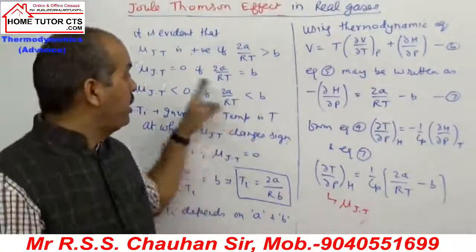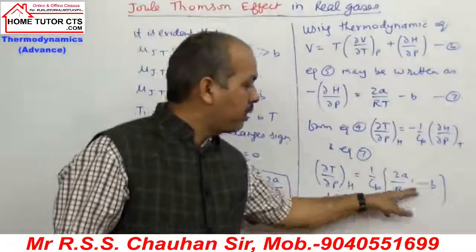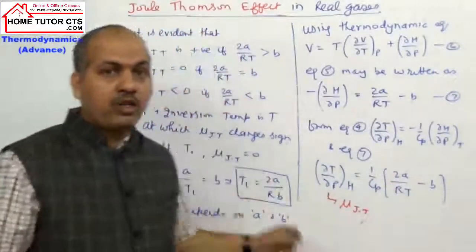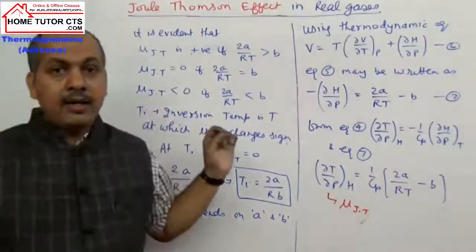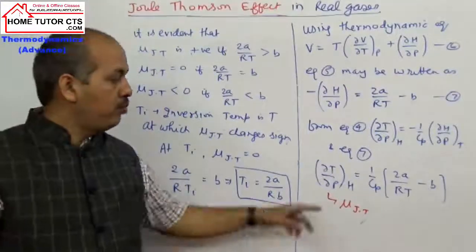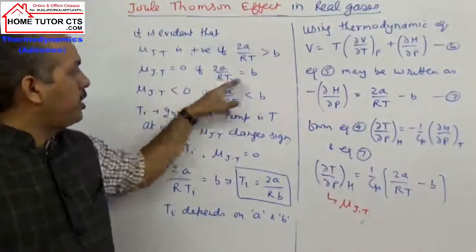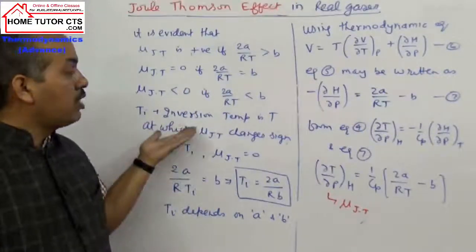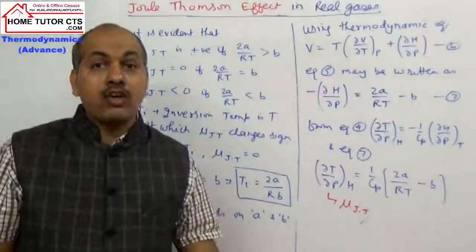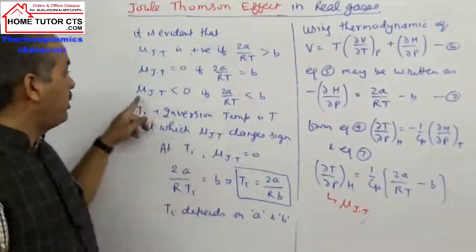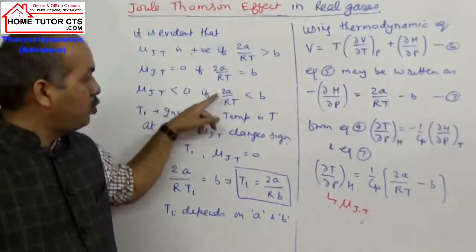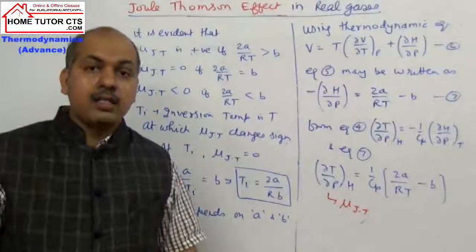And when mu Jt is 0, when will that be? When this term is equal to the other term in magnitude, when 2a upon RT is equal to small b, then the whole term is 0, so mu Jt will be 0 at this condition. And if the gas shows heating on expansion, then mu Jt is negative. When will this happen? If 2a upon RT is less than small b.